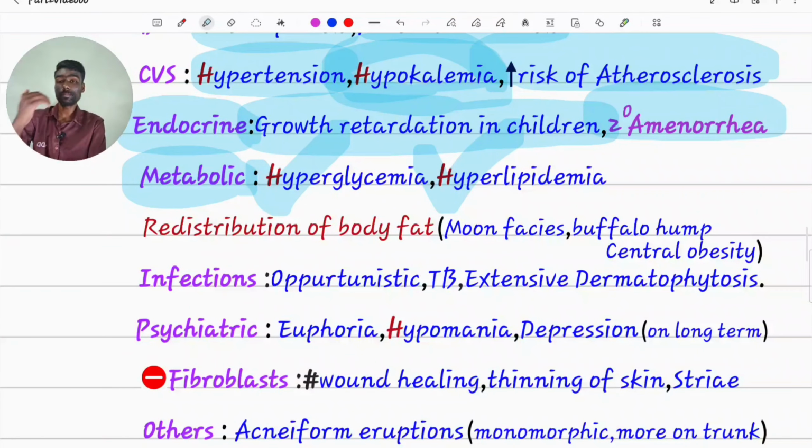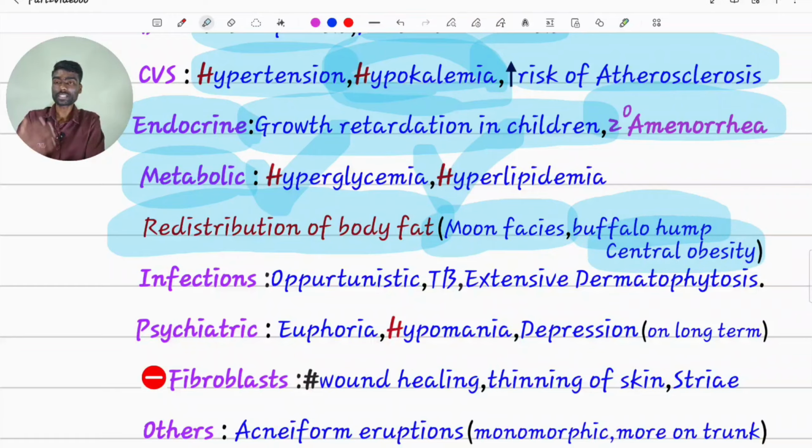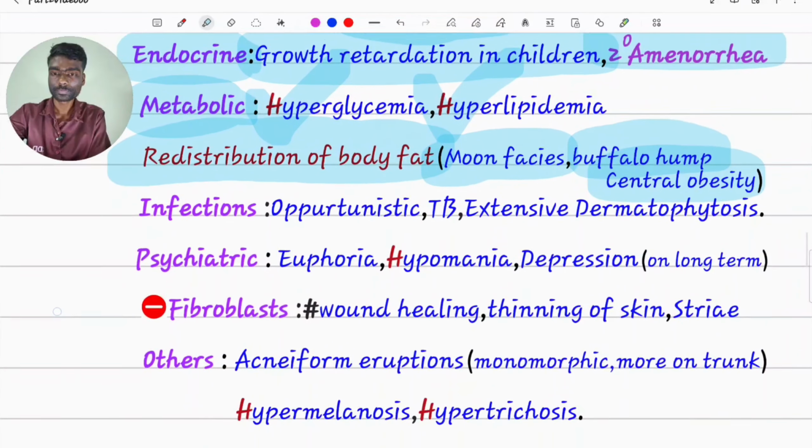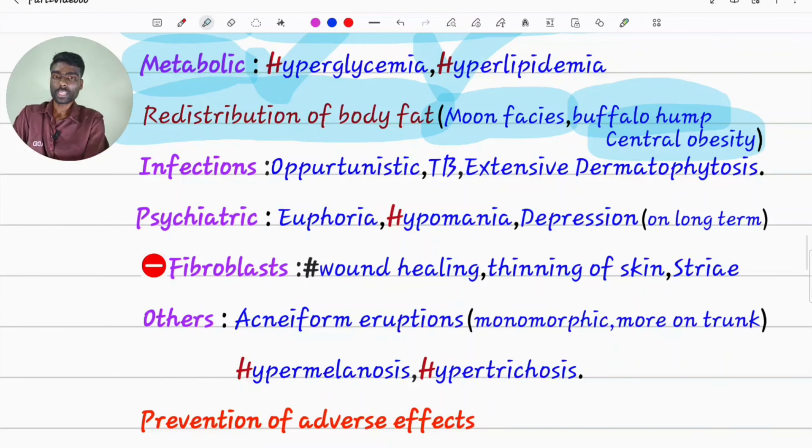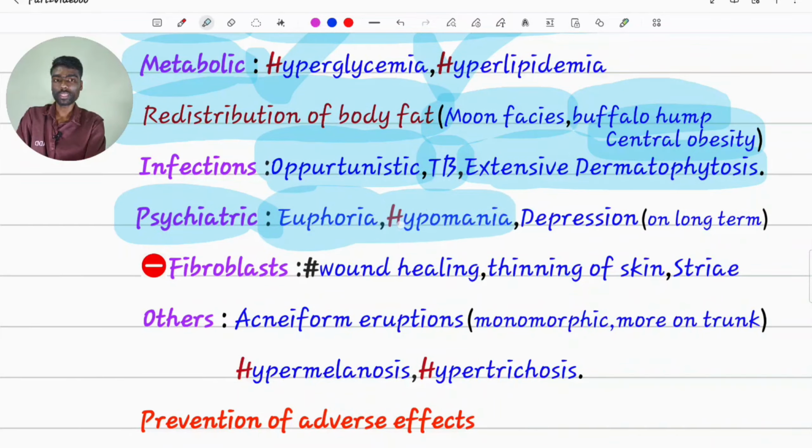Because of hyperlipidemia, there will be redistribution of fat, which leads to moon face, full of fat over face, buffalo hump over back, and central obesity. Rest of all the body parts doesn't have any fat. Only these areas will be having more and more fat. That is redistribution. Infections. Obviously, when you are suppressing immunity, opportunistic infection will come. Reactivation of TB, extensive dermatophytosis, psychiatric side effects like euphoria, hypomania with short course of steroids.